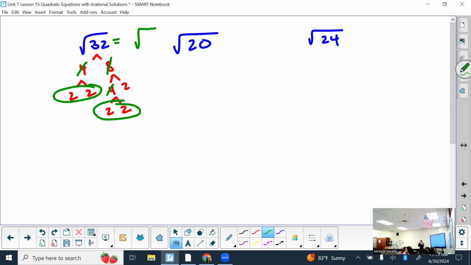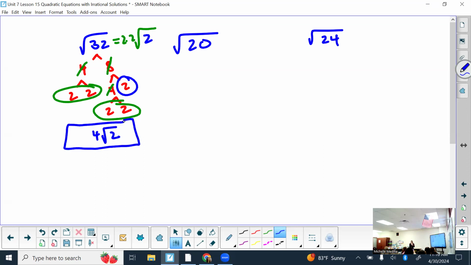For each pair, you write it once. And because they escaped, they go outside. If you have multiple, then you multiply. So 2 pairs of 2s, write it once per pair. We'll multiply that in the next step. And then any leftover prime numbers don't get to escape. They don't have a partner. They will be written underneath the jail, the black radical symbol. All right, what's 2 times 2? 4. So the equivalent of the square root of 32 is 4 radical 2.